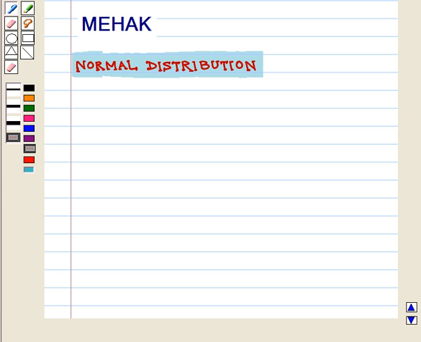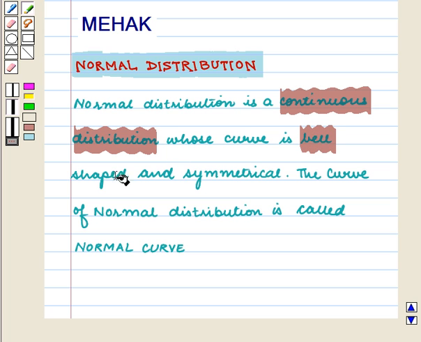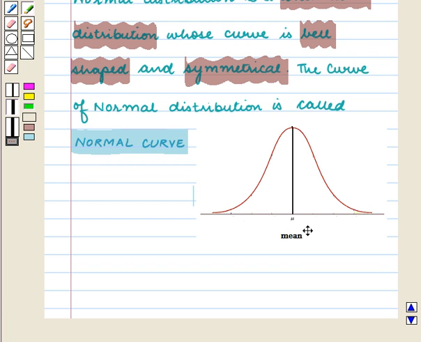In this session, we are going to discuss normal distribution. Normal distribution is a continuous distribution whose curve is bell-shaped and symmetrical. The curve of normal distribution is called normal curve. The graph here shows the curve of normal distribution. This curve of normal distribution is bell-shaped and also symmetrical.